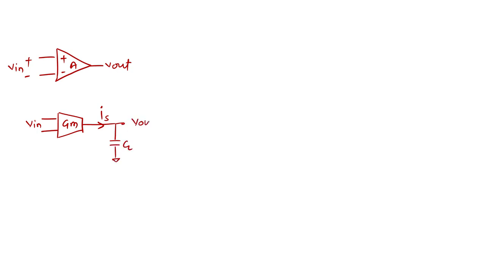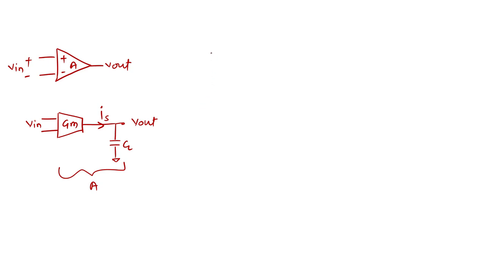This A can be realized in the way like this: this is the input, this is the output. I can realize it like this: the GM cell is taking the input voltage, generating the current, and this current is fed into the capacitor, and I'm getting the output voltage. So this is one way of realizing the A. This entire thing is your A.